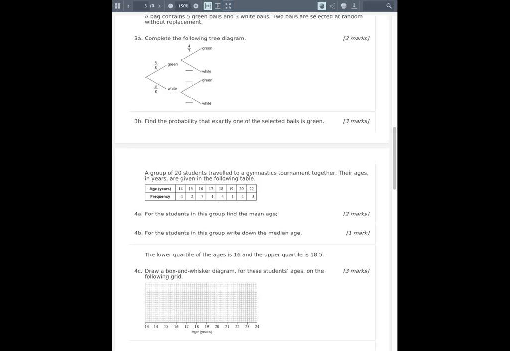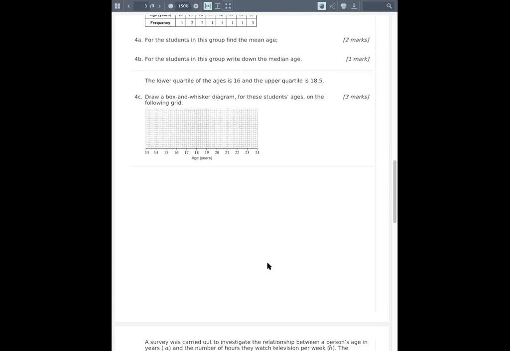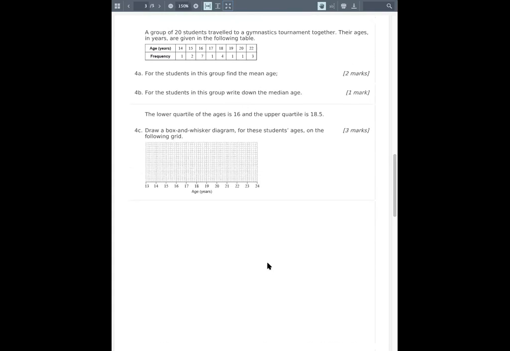A group of 20 students traveled to a gymnastics tournament together. Their ages in years are given in the following table. For the students in this group, find the mean age. Since we can use our calculator, there's no need to do it all by hand.